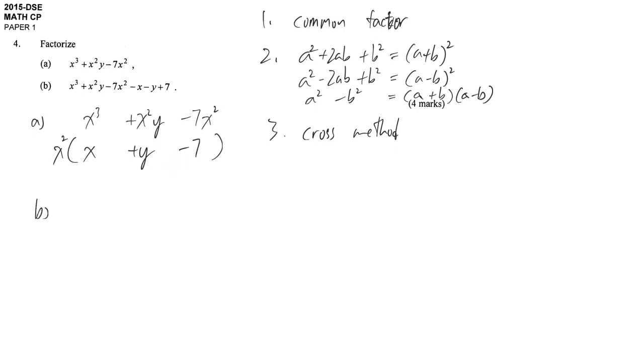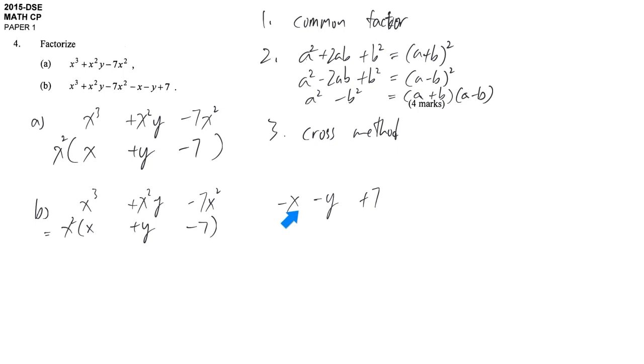In part B, everyone realized that the first three terms are exactly the same as part A. So the first three terms we just replace by our answer here. And then the other three terms, just consider it as another group, and then we handle it independently later. So this part is just replaced by our answer.